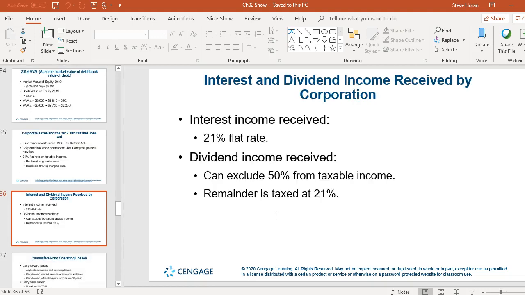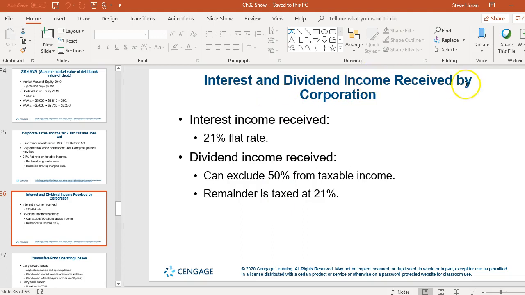The goal was to make U.S. corporations more competitive with foreign corporations. Most foreign governments were not taxing corporations as high as the U.S. was. And so that 21% rate is now very comparable to worldwide rates. And the goal was that U.S. companies could compete at the same level as foreign companies and keep more of their income.